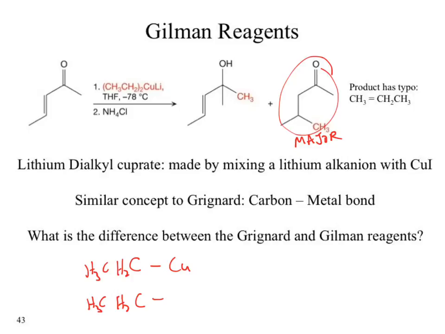To magnesium. So our top one is our Gilman, and our bottom one is our Grignard. What's the difference? Copper versus magnesium. What's the difference between copper and magnesium, Princess? The electronegativity. Copper is much more electronegative than magnesium.